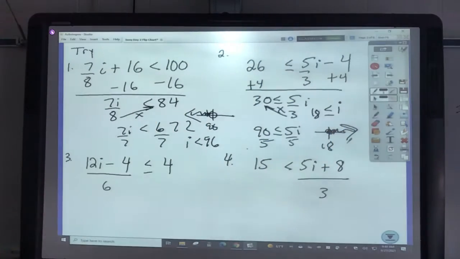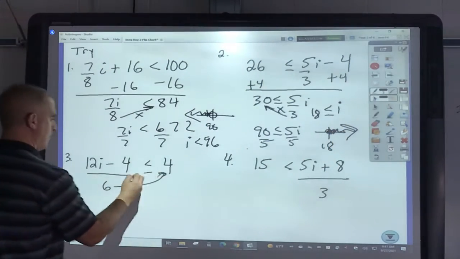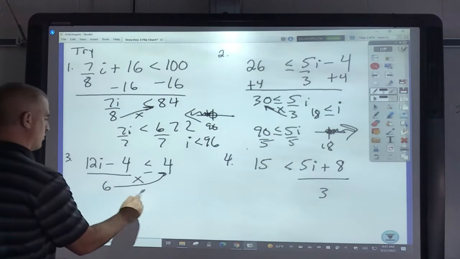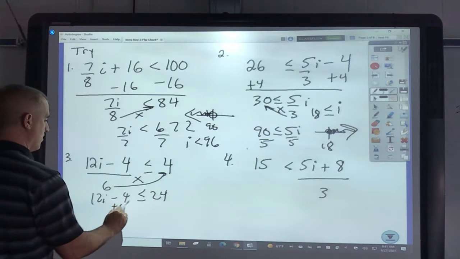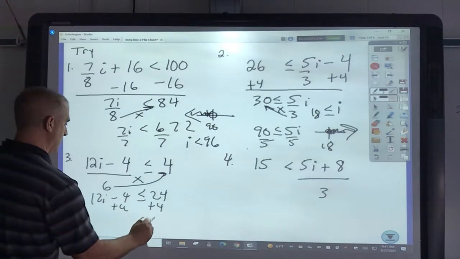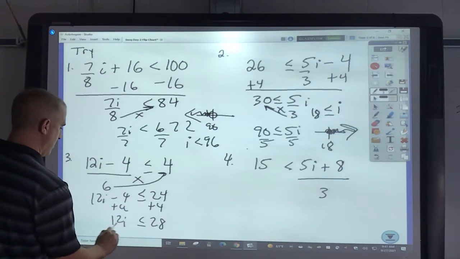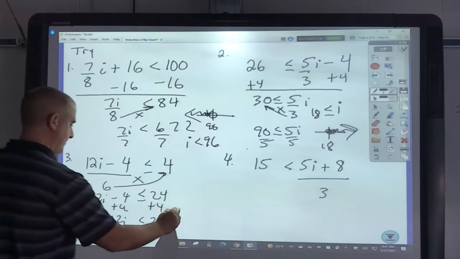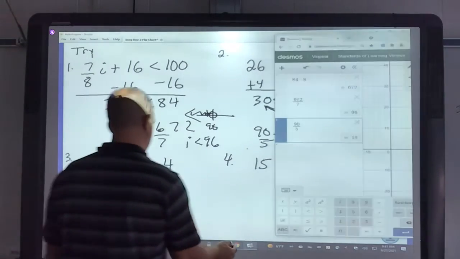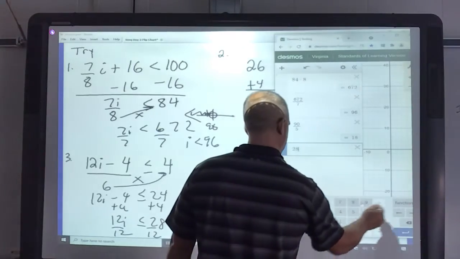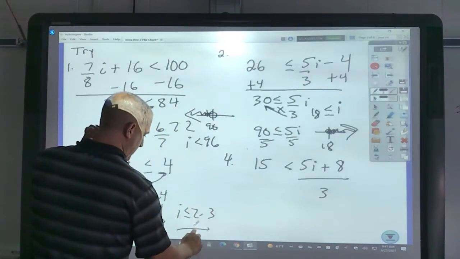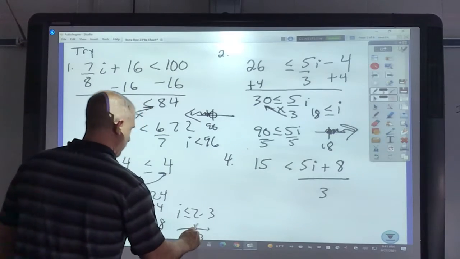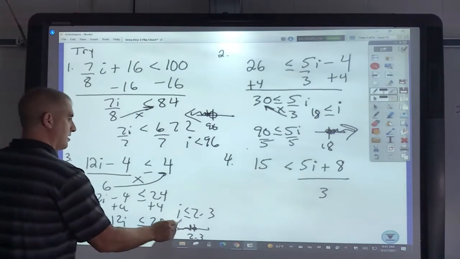Okay, now here's the point I can cross multiply. I would multiply 6 times 4, which would be 24. 12i minus 4, so I would add 4 and add 4. It's going to be 28 and divide by 12. Okay, 28 divided by 12 is 2.3. You just put one decimal there, filled-in circle. Since it's eating the number, I'm shaded to the left.